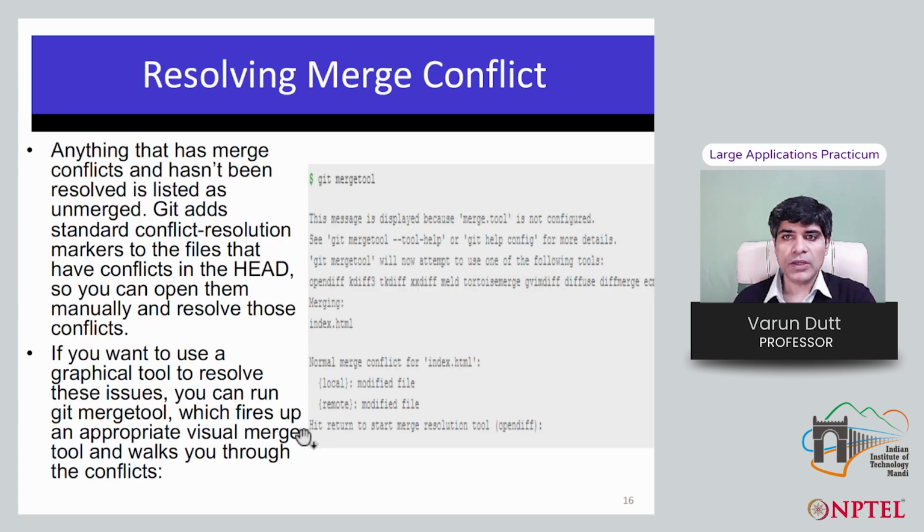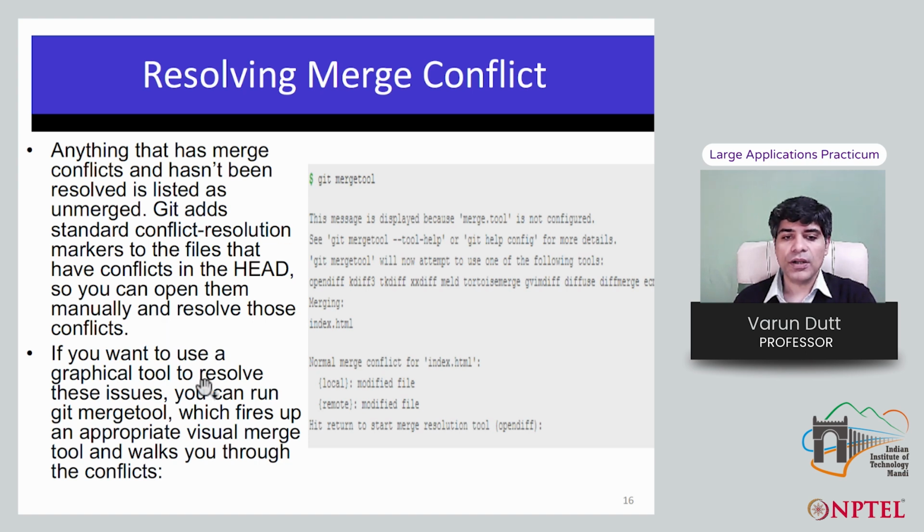So, resolving the conflict: anything that has a merge conflict and hasn't been resolved is listed as unmerged, which we have already seen. Git adds standard conflict resolution markers. Basically, there are certain markers which get added to the files that have conflicts. So you can open them manually and resolve those conflicts, and it is easy to see where the conflicts are happening.